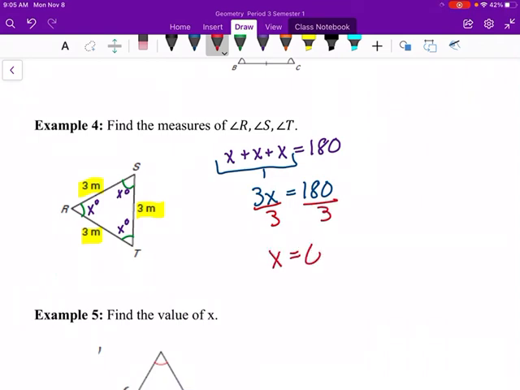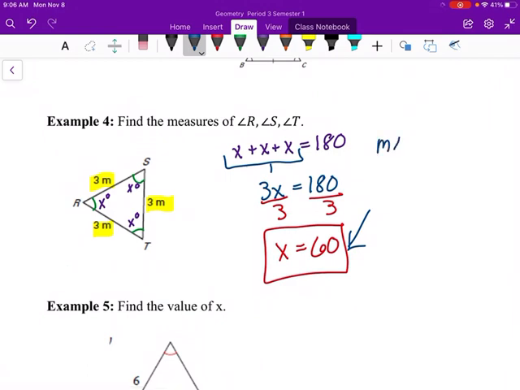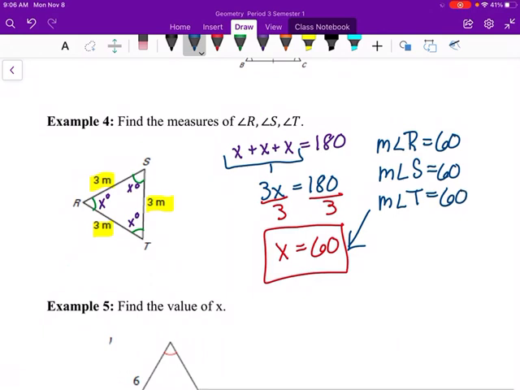which tells us x equals 60. Every time you have an equilateral triangle, all 3 angles are going to be equal to 60 degrees, because no matter how many times we divide 180 by 3, it is still going to be equal to 60. So we know that the measure of angle R equals 60, the measure of angle S equals 60, and the measure of angle T equals 60. And that would be our final answer.